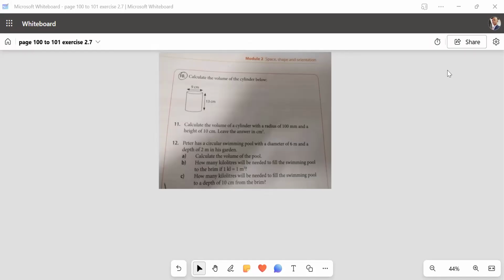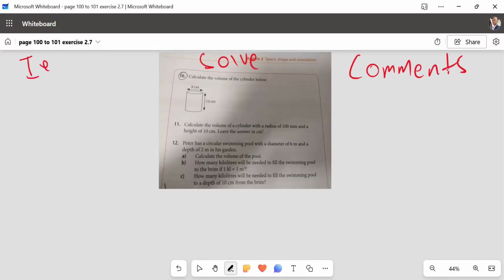Welcome back, everyone. We are now on page 101, and the focus will be solving number 10, 11, and 12. This side, I want us to write the comments. Of course, here we're solving these problems. Here, I want to explain.